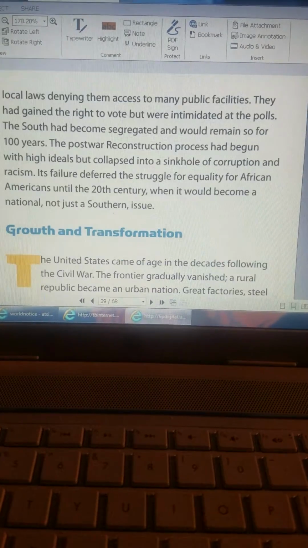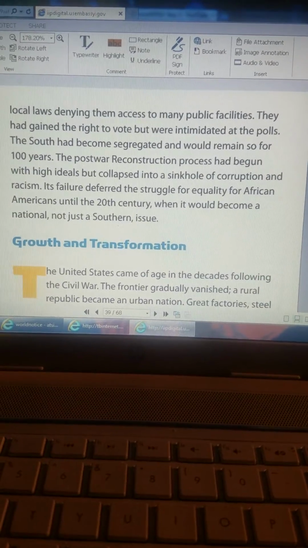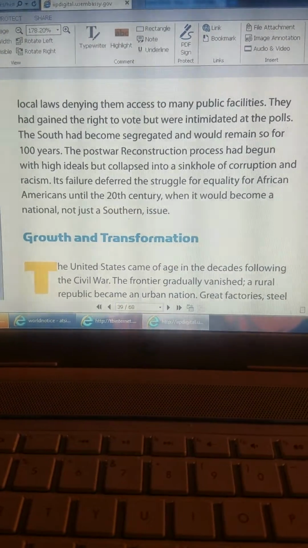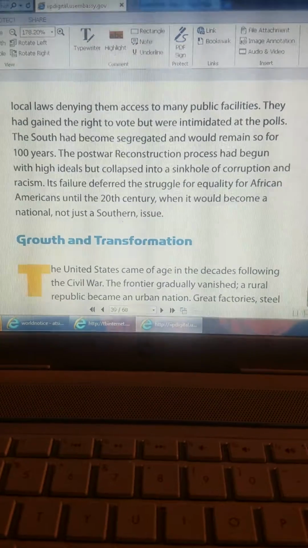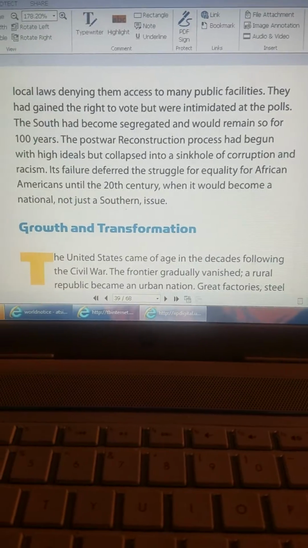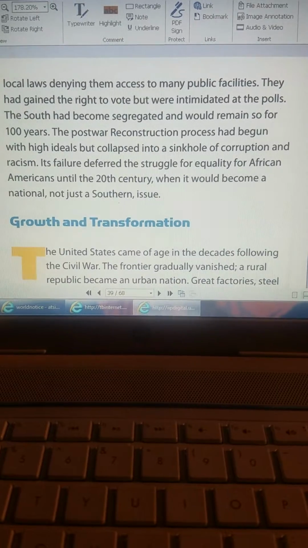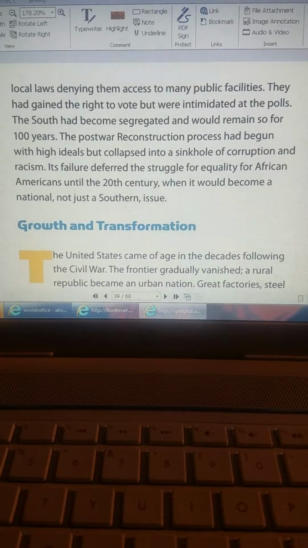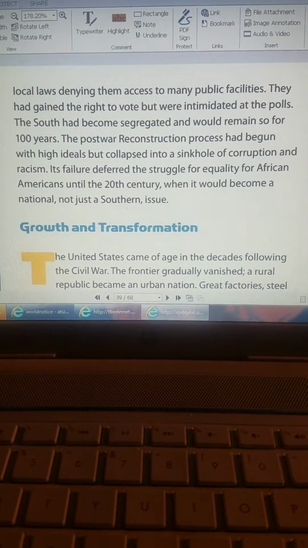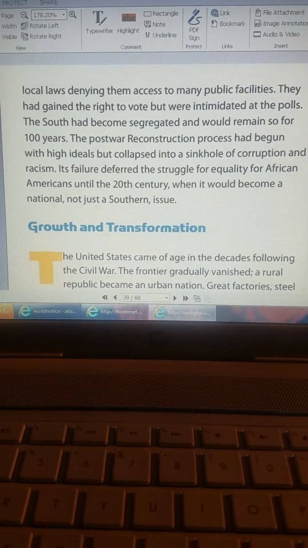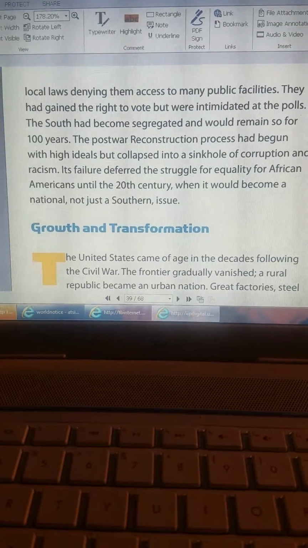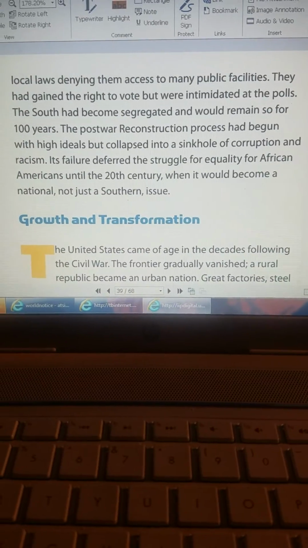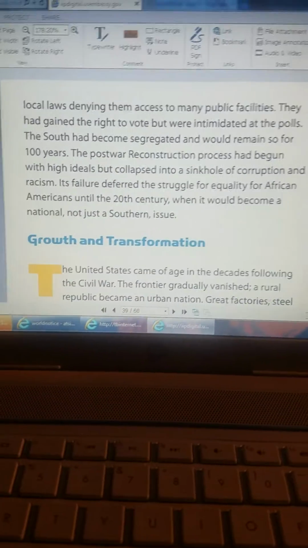Local laws denied them access to many public facilities. They had gained the right to vote but were intimidated at the polls. The South had become segregated and would remain so for 100 years. The post-war Reconstruction process had begun with high ideals but collapsed into a sinkhole of corruption and racism. Its failure deferred the struggle for equality for African Americans until the 20th century, when it would become a national, not just a Southern issue.